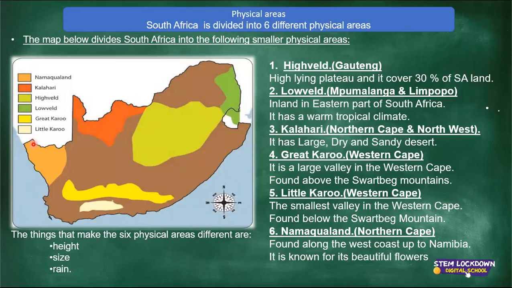So the things that make these 6 physical areas different are their height. As you can see, this one, the High Veld, is very big, and then the Low Veld is small, and we have the Great Karoo and the Little Karoo. So they are different in their height, size, and range. Are we clear? Can we move, or should I repeat?